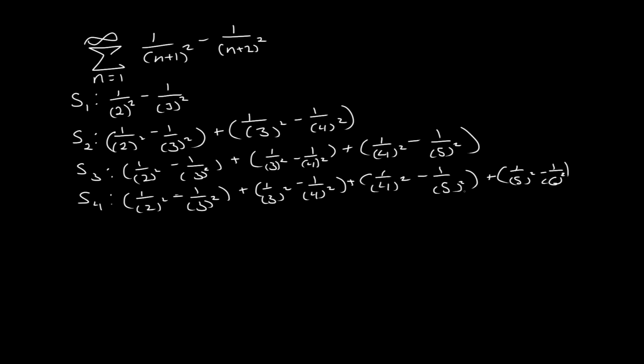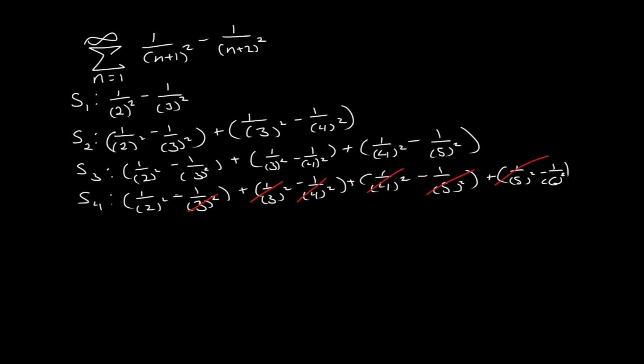So let's look at our S sub 4. Let's see if we can identify anything that can cancel out. So right off the bat, we can see that this 1/3 squared can cancel with this other 1/3 squared because this is a negative and this is a positive. So these two can cancel. And let me do this in another color. So the 1/3 will cancel. The 1/4 will cancel as well because they're negative. The 1/5 will cancel.